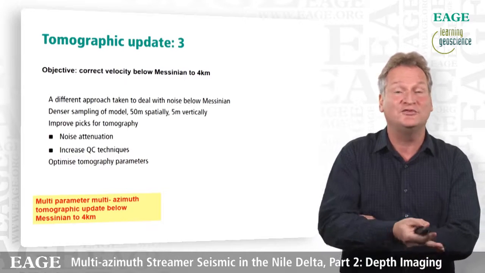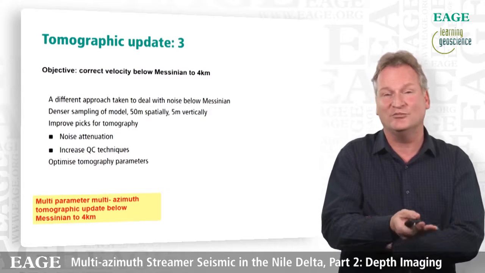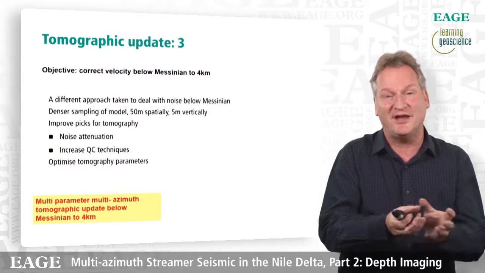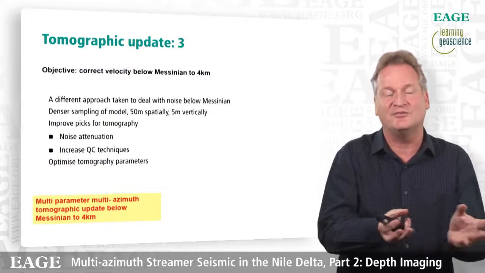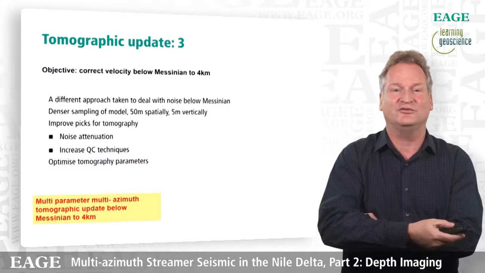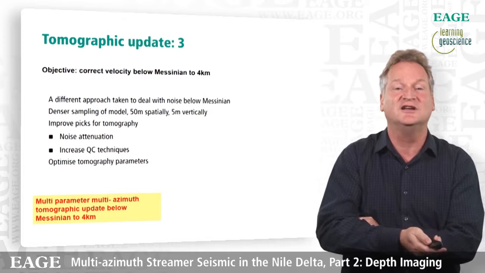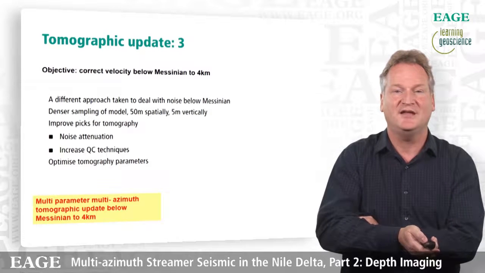And then we need to improve the quality of the picks for the tomography. The only way that you can build a model to improve a very bad data area is by getting reliable picks in that bad area. And therefore we need to improve the signal-to-noise ratio. So we work on the noise attenuation and also the QC of the picks.